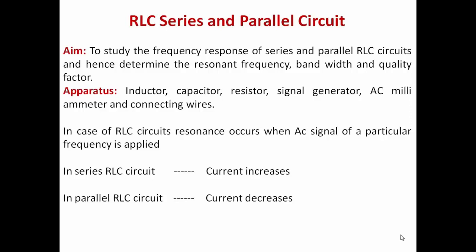The apparatus required is inductor, capacitor, resistor, signal generator, AC milliammeter and connecting wires. In the RLC circuit, resonance occurs only when an AC signal of a particular frequency is applied to the RLC circuit. In the series RLC circuit the current increases, and in the parallel RLC circuit the current decreases.